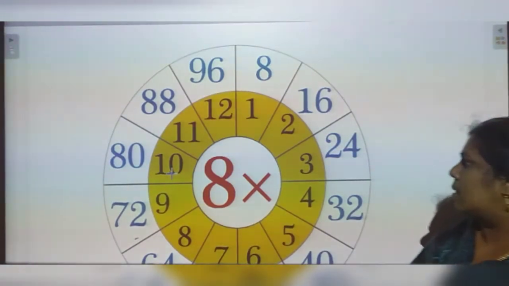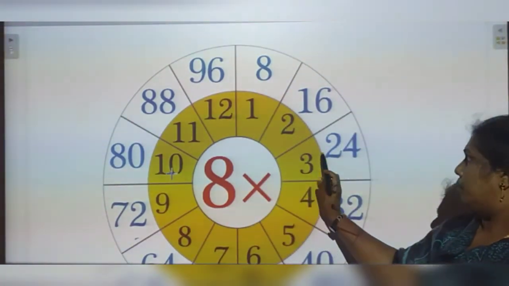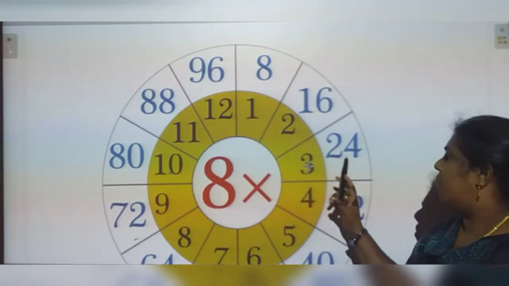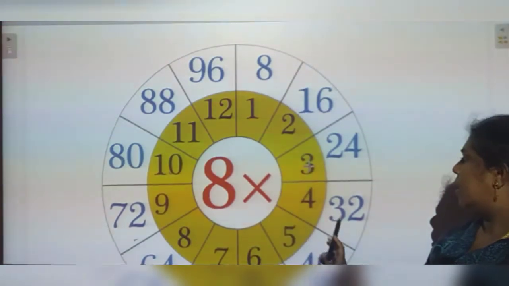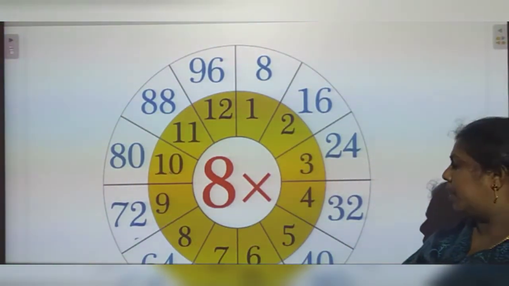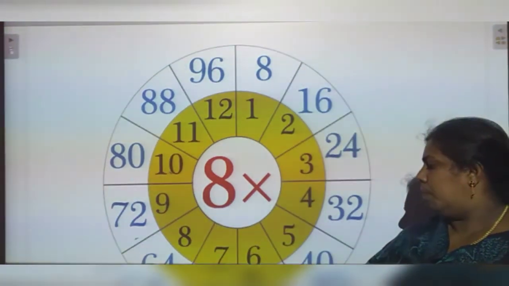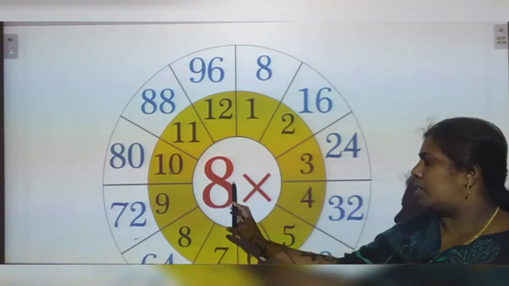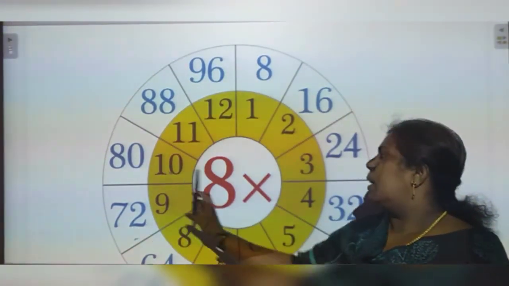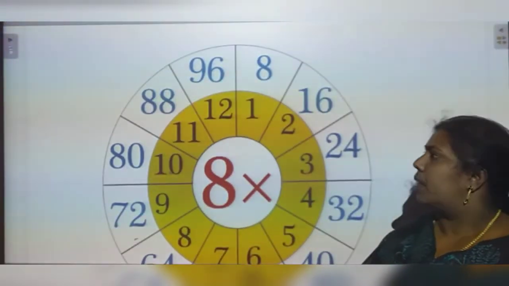Okay. So once again, 1 times 8 is 8. 2 times 8 is 16. Then 3 times 8 is how much? 24. 4 times 8 is 32. 5 times 8 is how much? 40. Then 6 times 8 is 48. 7 times 8 is 56. 8 times 8 is 64. 9 times 8 is 72. 10 times 8 is 80. Right? Do we understand, children? Yes.